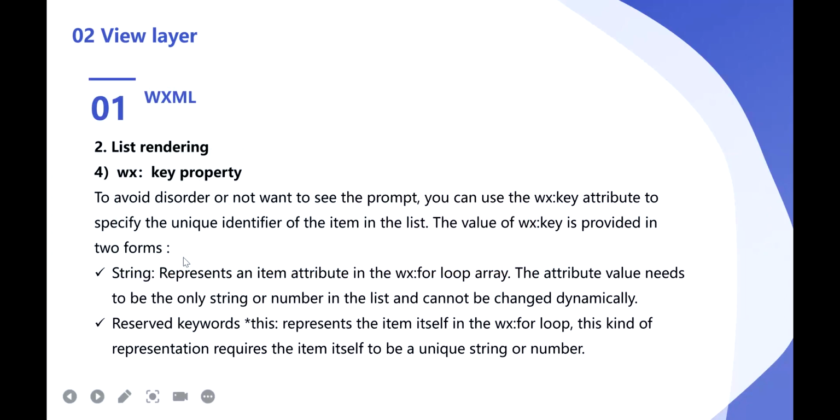String represents an item attribute in the wx:for loop array. The attribute value needs to be the only string or number in the list and cannot be changed dynamically. Reserved keyword: it represents the item itself in the wx:for loop. This kind of representation requires the item itself to be a unique string or number.